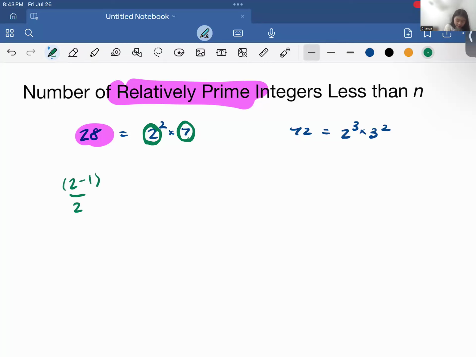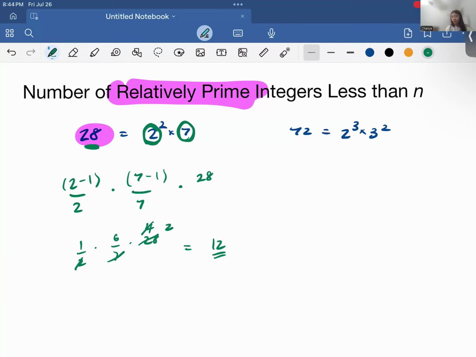It's going to be 2 minus 1 over 2, and you're going to do that for each prime factor, and you multiply each of them together. And then at the end, you multiply by the number itself, which in this case is 28. So when we do this, you get 1 over 2 times 6 over 7 times 28. Here, a lot of canceling naturally happens, and you're left with 12 relatively prime integers less than 28.